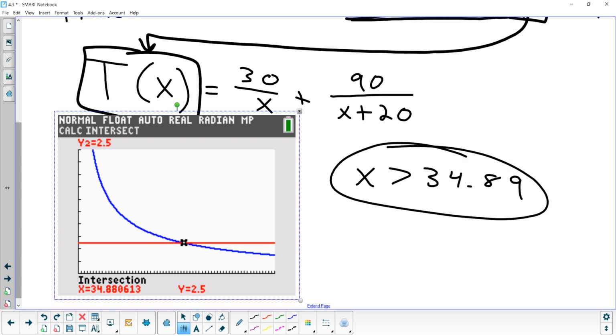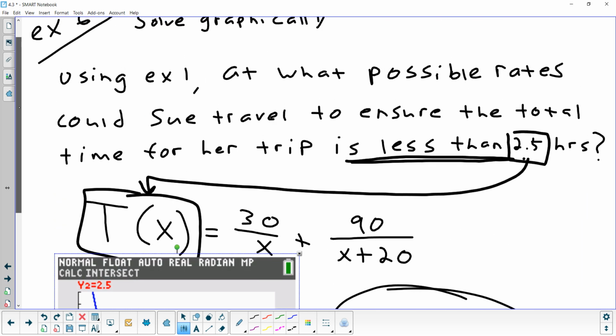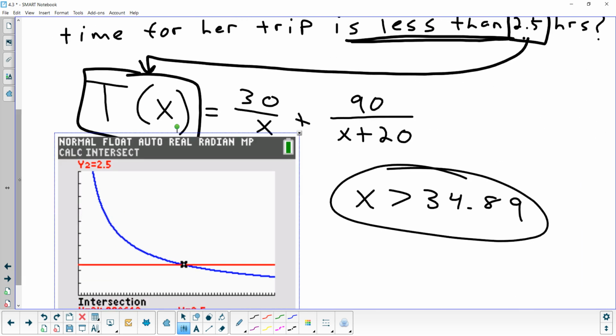If it says, what speed could she travel at to complete the trip in 2.5 hours or less, then we could have put the equal to. But this strictly said less than 2.5 hours. And that's it. Any question on how we solve that inequality?